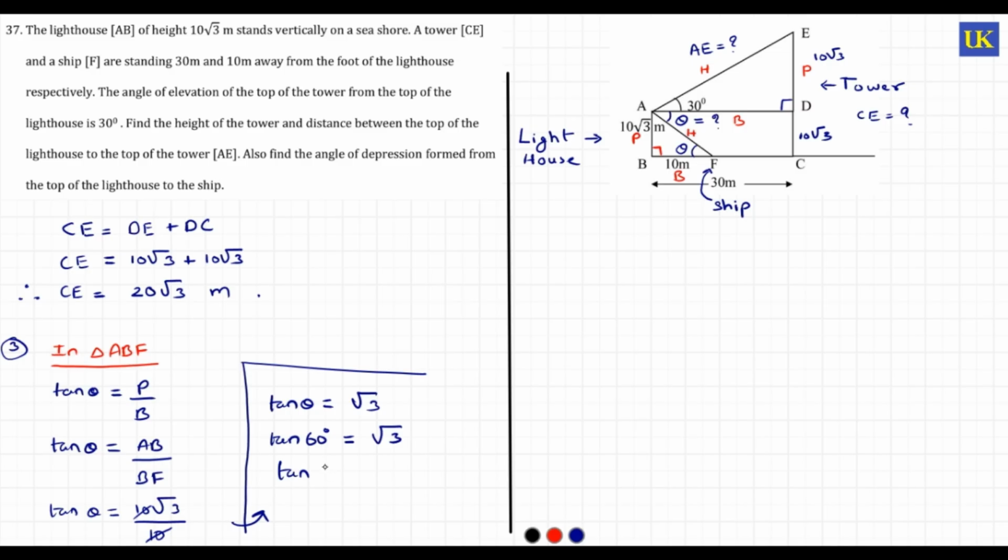Or what we can do is you can write like this. Tan theta will go back to the same line. So tan theta is equal to root 3. Root 3 is nothing but tan 60 degree. So this tan and this tan will get cancelled and theta is equal to 60 degree. So we got our answer.